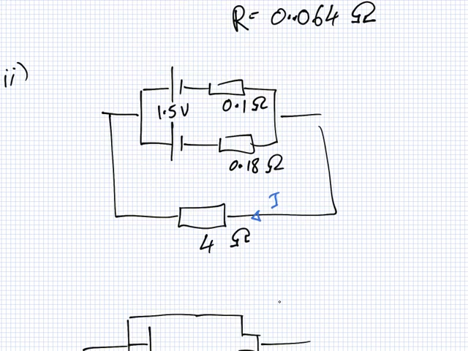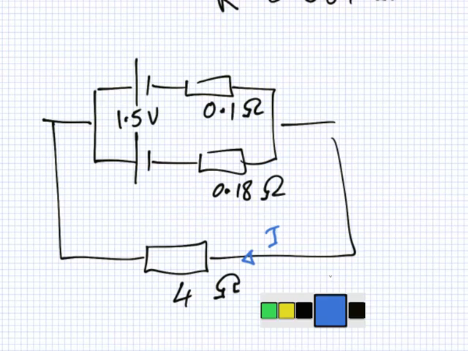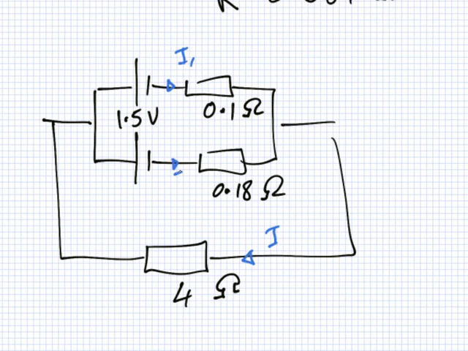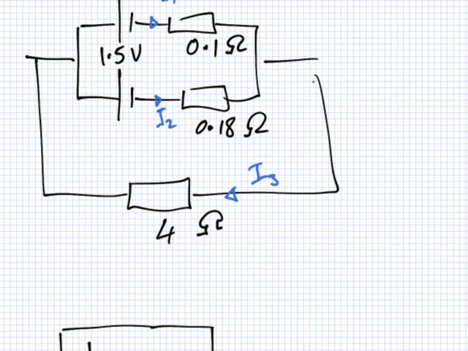Kirchhoff, we know him, we love him, he'll help us. So what I'm doing here is, I'll call this one I1, and this one I2, and this one I3. Don't roll your eyes, it's not going to be that bad. Okay, so let's make my junction law here. What can I say? I1 plus I2 minus I3 equals 0.